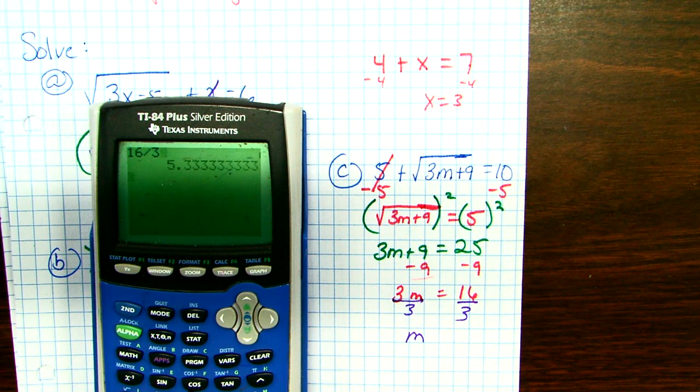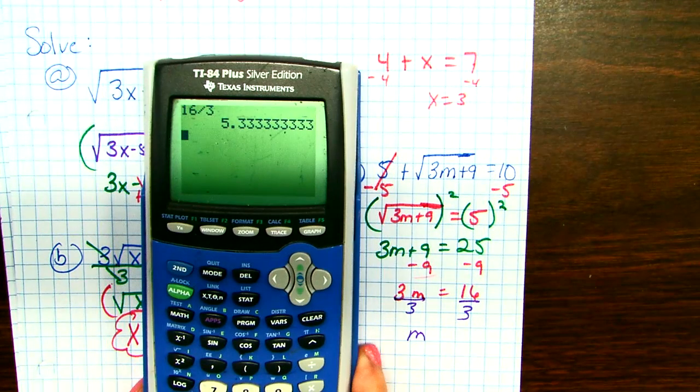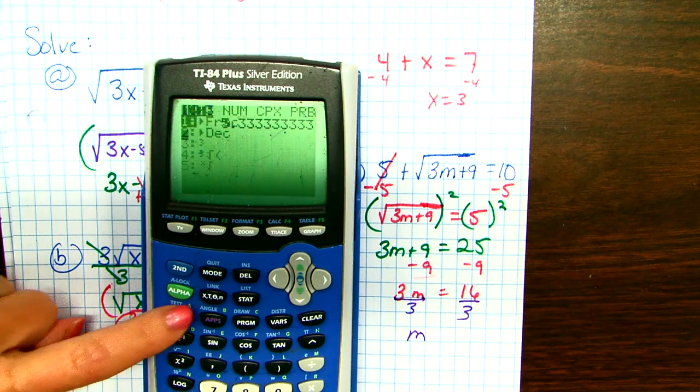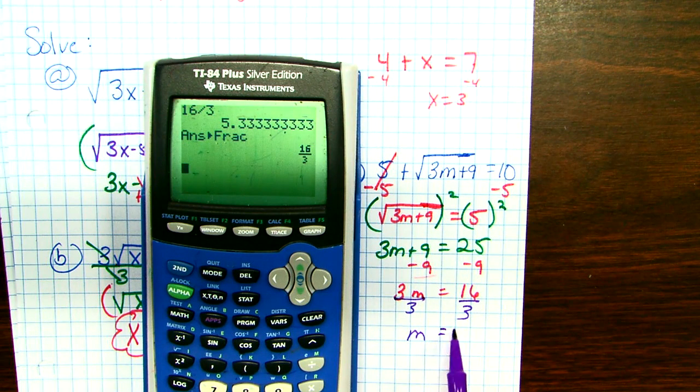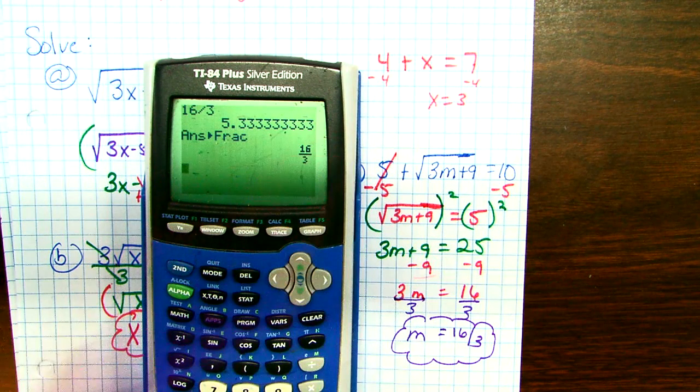16 divided by 3. Okay, I would not write that as a decimal on my paper. I would hit math, enter, enter. Oh, it's just 16 thirds. If my decimal was like 0.5, I could leave it if it terminates. But if I have to round it or something, I'm going to go back to fraction land. Okay?